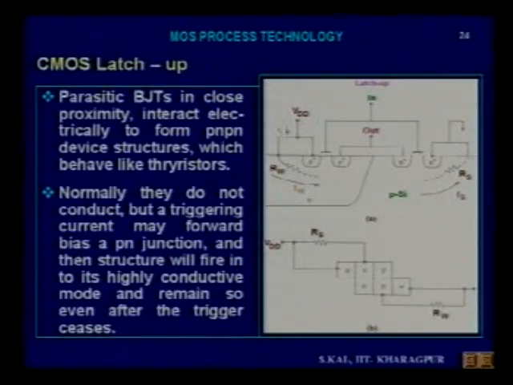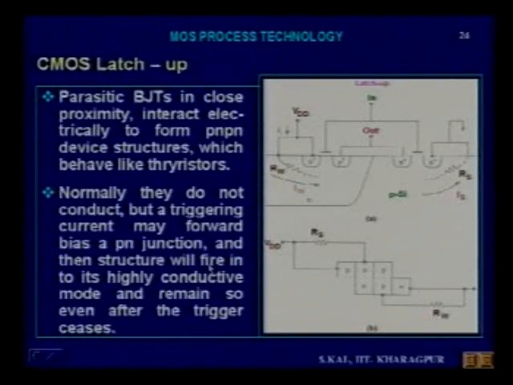Because of those spikes or ionization of carriers, if current suddenly shoots, then because of the positive feedback effect, you will find the drain current will be excessively high. The structure will fire. This is known as firing, just like thyristor firing. It fires into its highly conductive mode and remains so even after the triggering ceases, because the positive feedback loop will work even if you stop the triggering.